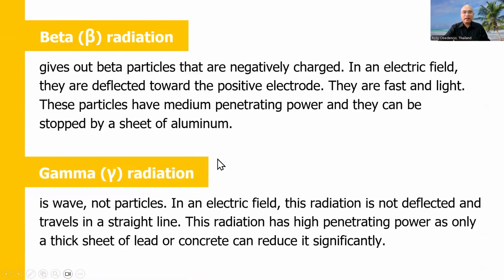What about the gamma radiation? Now, it is a wave, not particles. In an electric field, this radiation is not deflected and travels in a straight line. Now, this radiation has high penetrating power as only a thick sheet of lead or concrete can reduce it significantly.